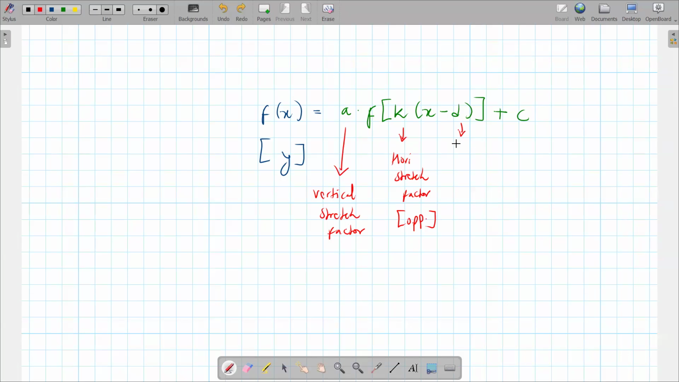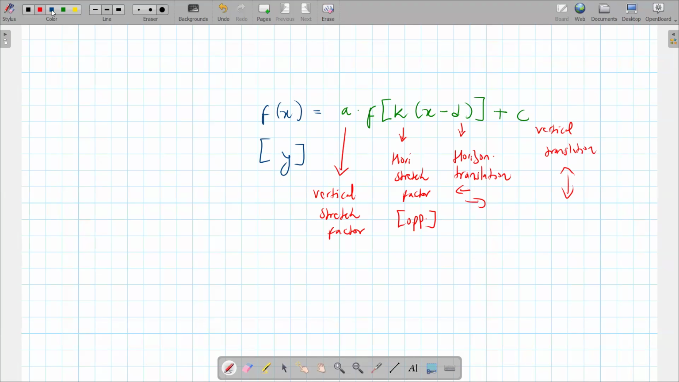So d is going to be a horizontal translation. We call it translation, but it's a shift. The technical word is a translation. It means it goes left or right. c is a vertical translation. It goes up and down. Do you remember this?